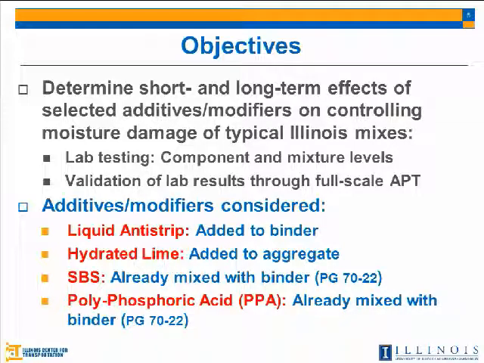The additives and modifiers that were considered in this study include liquid anti-strip, which was added here in April to the binder. Also, we use hydrated lime added to the aggregate through four different techniques: the marination technique, the slurry technique, and also the wet and the dry methods. Also, two modifiers were used: the SPS and the polyphosphoric acid, which was already mixed with the binder, bumping its PG from 64-22 to 70-22.